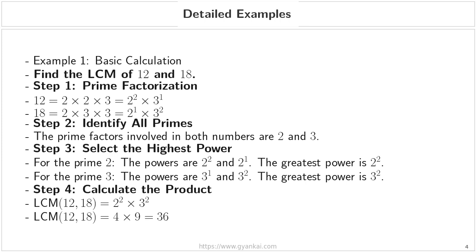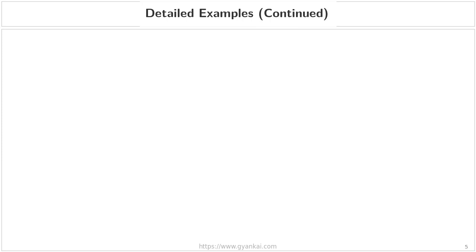In the next slide, we will see how we can apply this exact same logic to a real-world word problem. Detailed examples continued. Now that we have mastered the basic calculation with 12 and 18, let's see how we can apply this method to a real-world scenario.